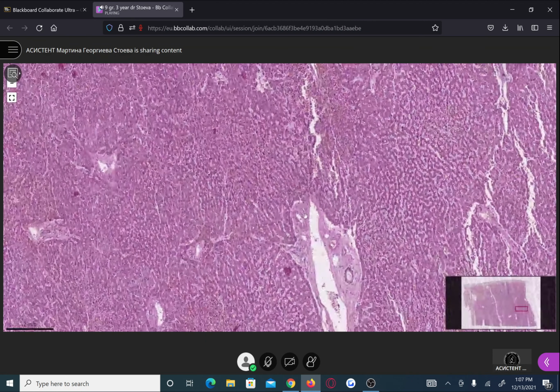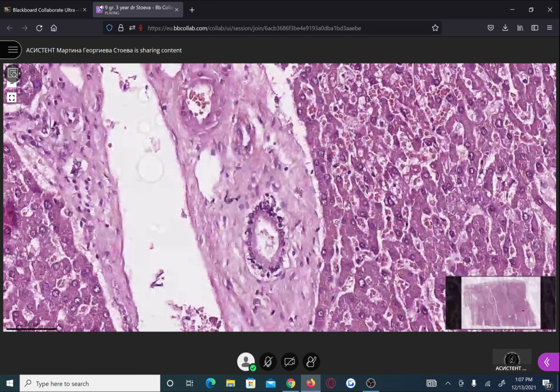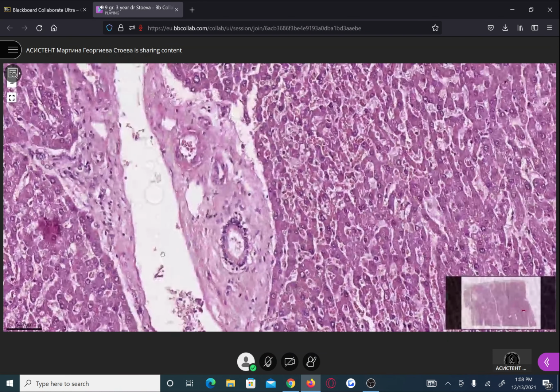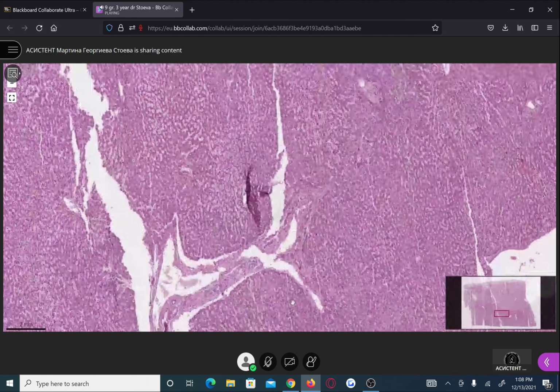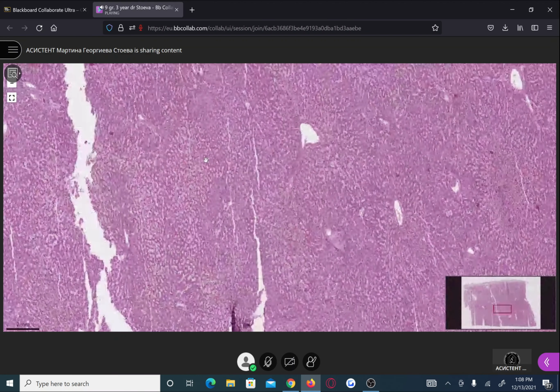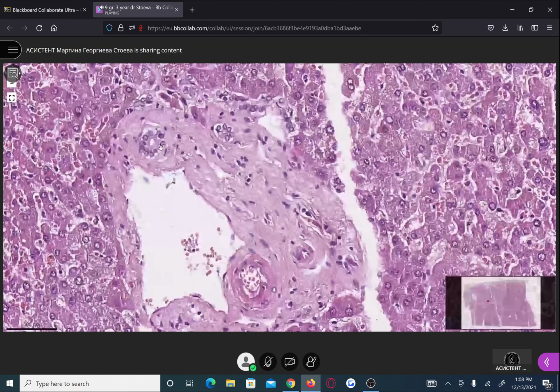Here there is another example with the bile duct lined by epithelial cells, cuboidal cells with round nuclei. This is the arteriole with small lumen and thicker wall, and the venule is here. Another one here in this portotriad, we can find even two bile ducts.